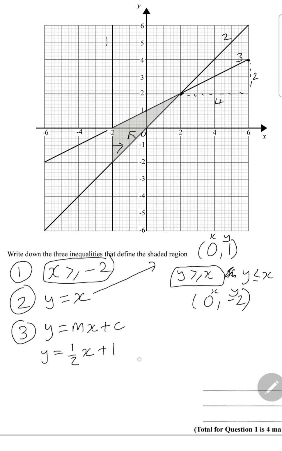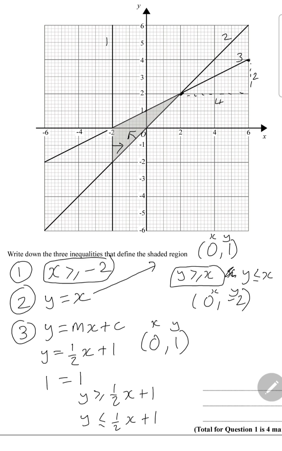And then for the last one, again, we'll choose a point that is within the shaded area. So you can just use 0, 1 again, x and y. This time you have to put the values in. So y is 1, and then half of 0 is 0, and then that gives you 1. So 1 equals 1. So the thing we're actually checking is y, is it more than or the same as half x add 1, or is it less than or the same as half x add 1?